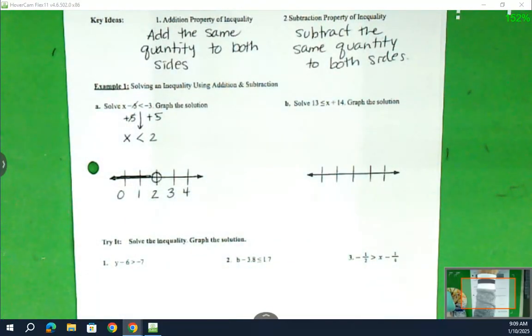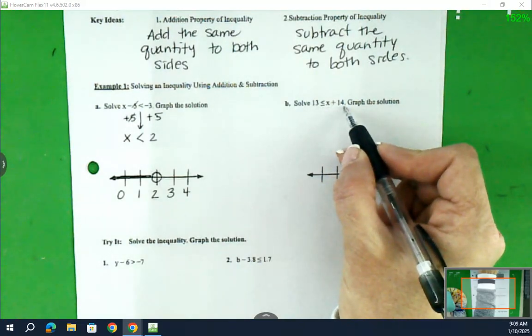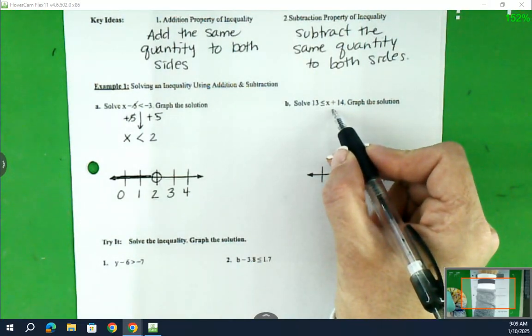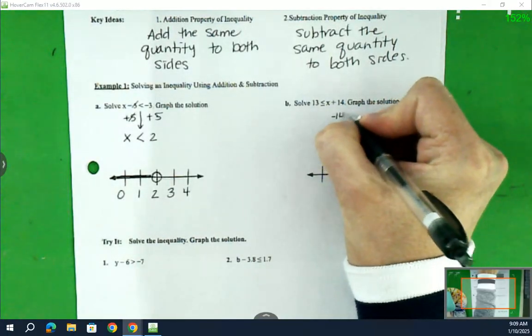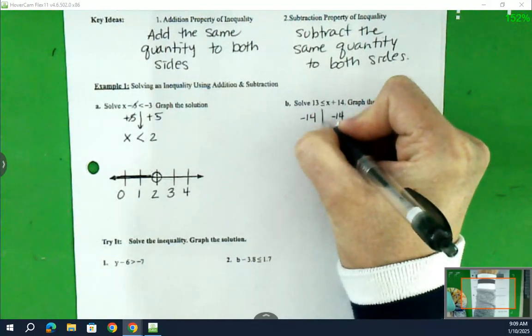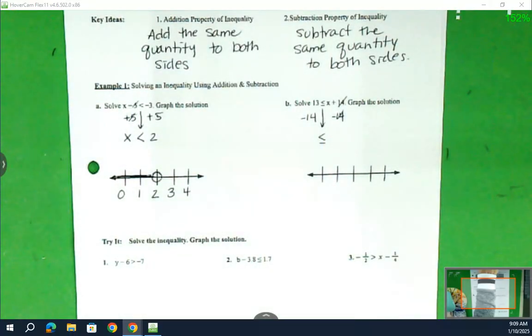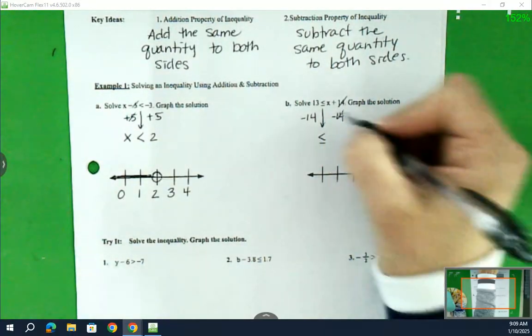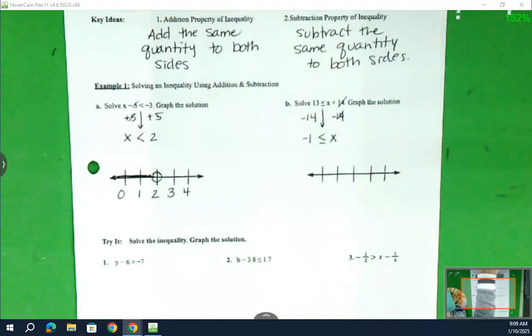Okay, over to B, we have 13 is less than or equal to x plus 14. So our variable is on this side of the inequality, and we have a plus 14, so the opposite would be to subtract 14 on both sides. Lining up that less than or equal to sign, our 14s add up to 0 because we have a positive plus a negative, and then we bring down our x on this side. 13 minus 14 is negative 1. So in the center of our number line, we're going to have negative 1.